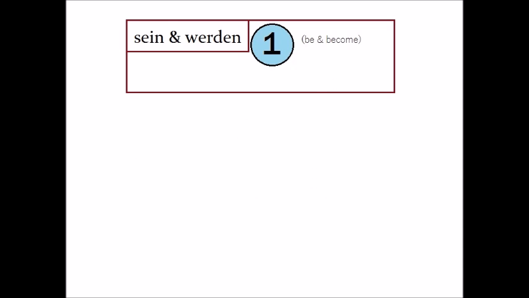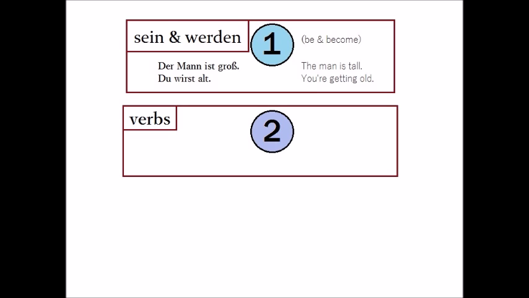1. With sein and werden. Just like in English, to make a statement on how something is or will be, you can use adjectives with to be or to become. Simply put the adjective at the position where the object of the sentence would normally be. For example, der Mann ist groß. The man is tall. Du wirst alt. You're getting old.